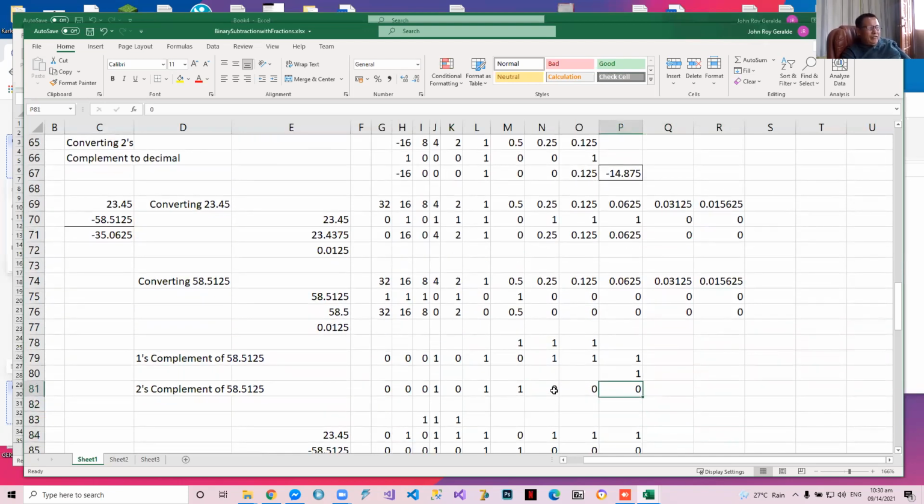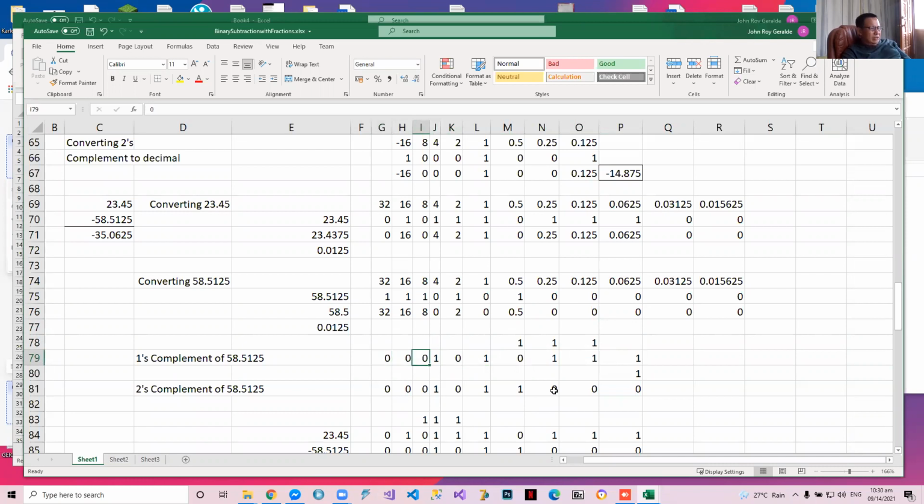Now anyway, the significant place is here because these are zeros. Do you follow? No, zeros ito. So hanggang dito lang tayo, okay? So 58.5125. Do you follow? So we'll convert this into ones complement by flipping ones to zeros.